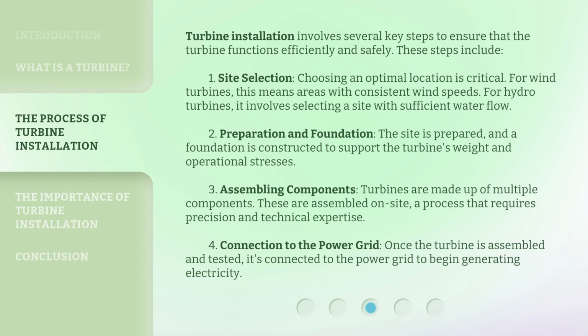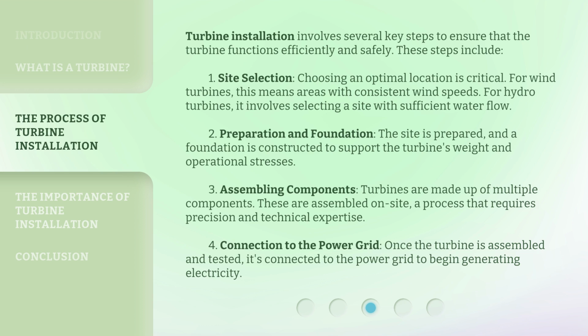Turbine installation involves several key steps to ensure that the turbine functions efficiently and safely. These steps include: 1. Site selection. Choosing an optimal location is critical. For wind turbines, this means areas with consistent wind speeds. For hydro turbines, it involves selecting a site with sufficient water flow.